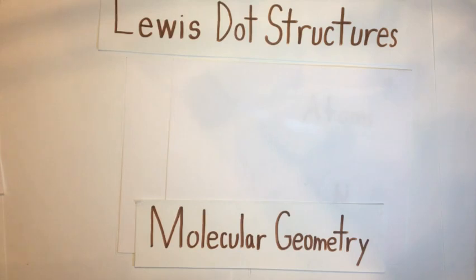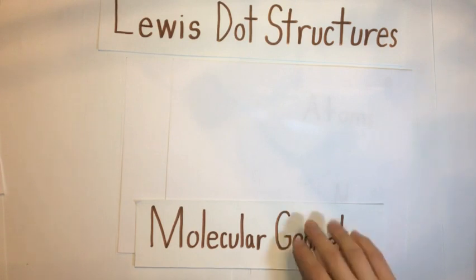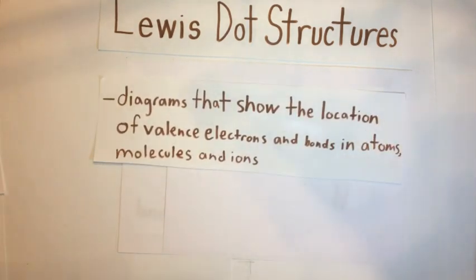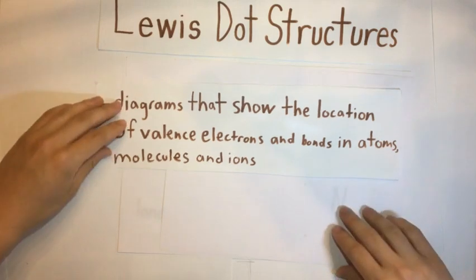Hi everyone. Today we will be learning about two important topics, Lewis dot structures and molecular geometry. What are Lewis structures? Lewis structures are diagrams that show the location of valence electrons and bonds in atoms, covalently bonded molecules, and ions.